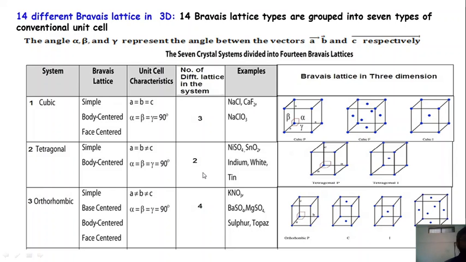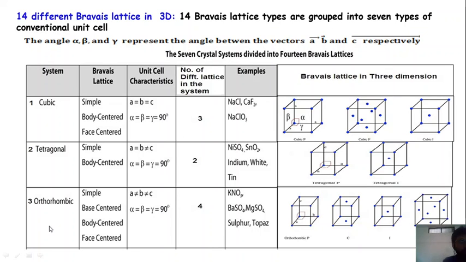The second group is the tetragonal. The tetragonal group has two types of networks. One is the simple. The condition for the fundamental translation vectors is that vectors A and B are equal, but C is not equal. And the angle between these three vectors is 90 degrees. So here this is the simple tetragonal structure, and here this is the body centered, that is the BCC type of tetragonal structure. Now these are the materials having such a type of structure.